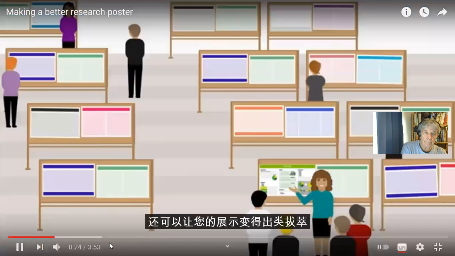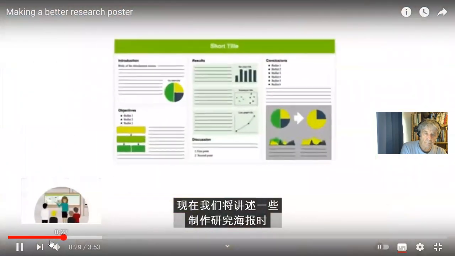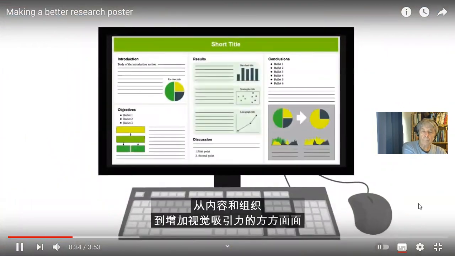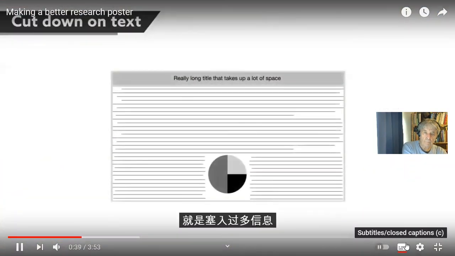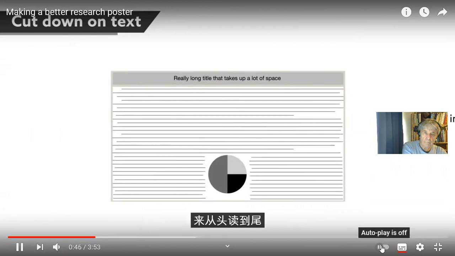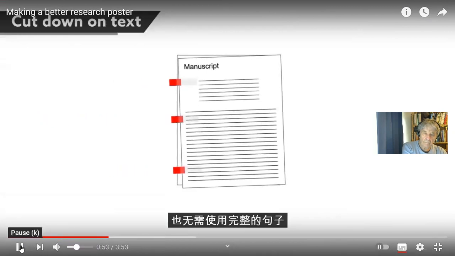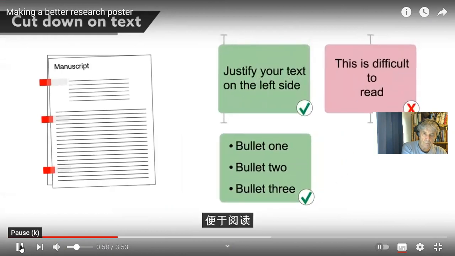Can make the difference between a lackluster showing and a standout appearance. Here, we'll go over some things to consider when making a research poster, from content and organization to increasing visual appeal. The number one mistake of scientific posters is to pack in too much information. Even the most interested visitors to your poster are not prepared to stand for half an hour and read the entire thing, so make it easy for them to get the gist. You don't need to include all the information you would in a manuscript, and you don't need to use full sentences. Use bullet points. Justifying your text on the left side can help make it easier to read.